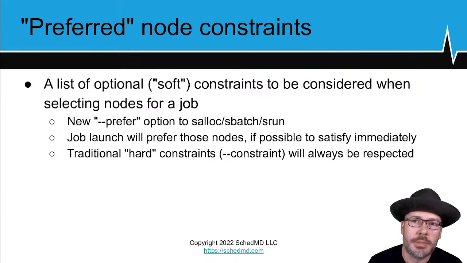The traditional hard constraint model is an absolute set of requirements for the job. This new --prefer option comes in alongside that, and when the job goes to launch, if we are able to satisfy that prefer set of same constraint logic, we'll use that as an additional layer beyond those hard constraints. But at the same time, if we can't immediately satisfy that, we will still launch the job on whatever nodes are available. So this is a preference that the job can express. It's not a hard set of requirements.